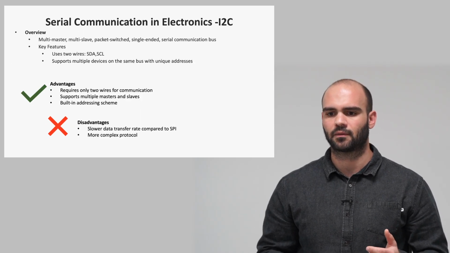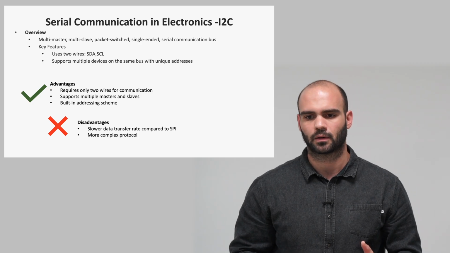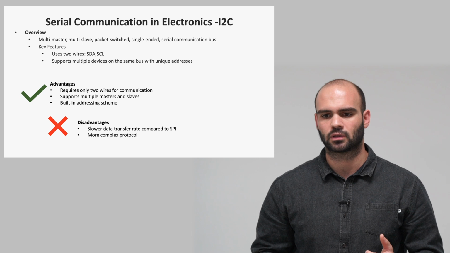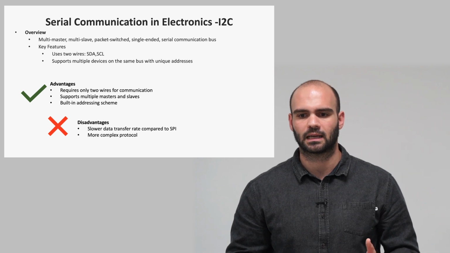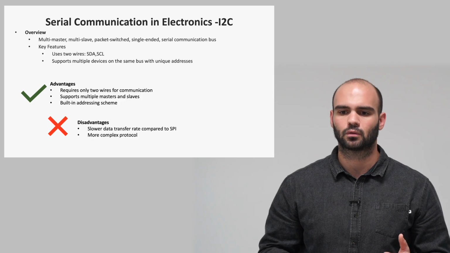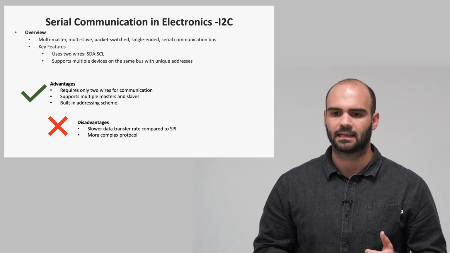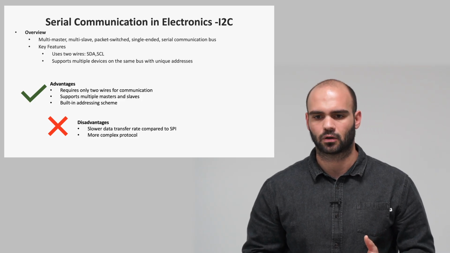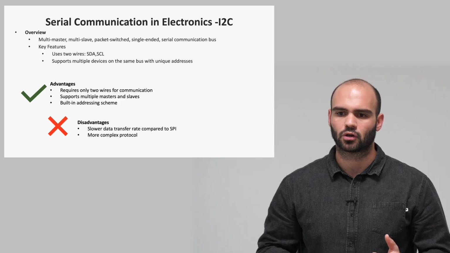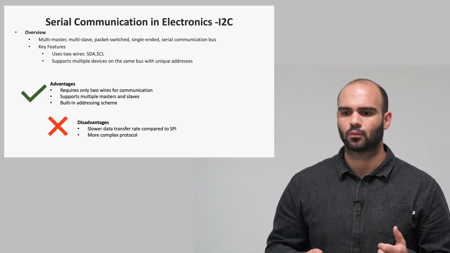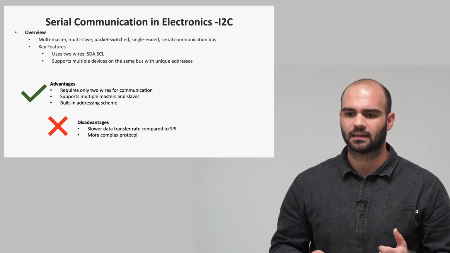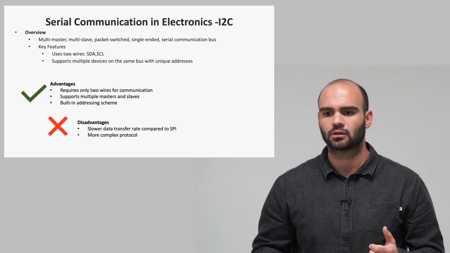Now let's look at another very common serial communication protocol, the I2C, which stands for Inter-Integrated Circuit. I2C is a multi-master, multi-slave communication system that allows many devices to share the same two communication lines, SDA for data and SCL for the clock. Each device connected to the bus has a unique address, so multiple sensors or modules can communicate with the same controller. Some of the main advantages of I2C are that it only needs two wires.